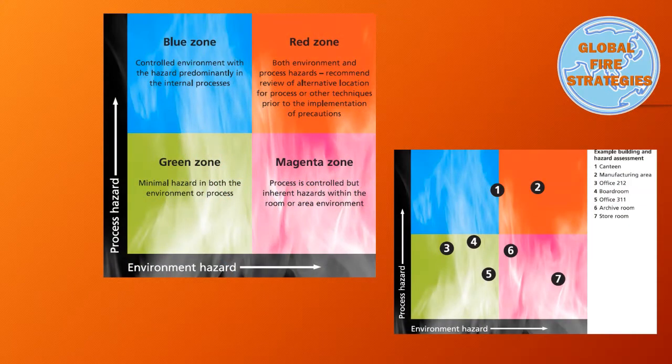Fire hazards tend to exist in two planes. One is a process hazard, things are going on within the room or area, and the second is the environment hazard, the static elements of that area of the building. This can be plotted on this diagram to show the relative risk at each part of the building. As you can see, the red zone is where you don't want to be in. Again, I will be covering this in a future episode.